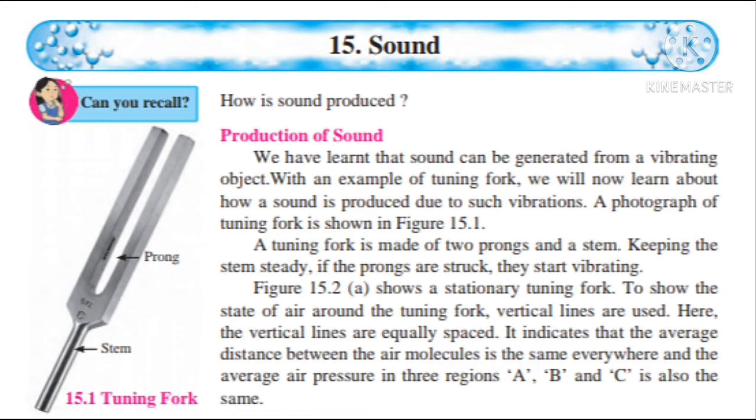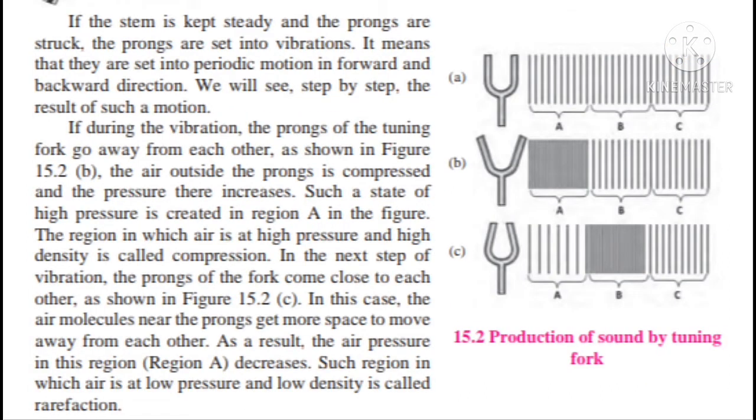In figure number 15.2a we can see a stationary tuning fork. To show the state of air around the tuning fork, vertical lines are used. Here the vertical lines are equally spaced. It indicates that the average distance between the air molecules is the same everywhere, and the average air pressure in the three regions A, B and C is also the same.